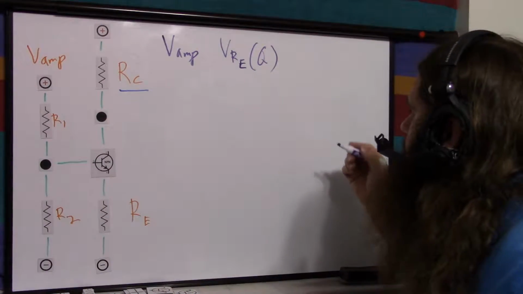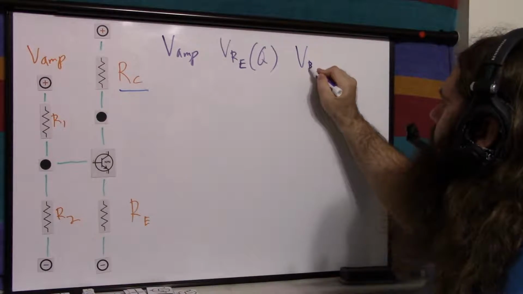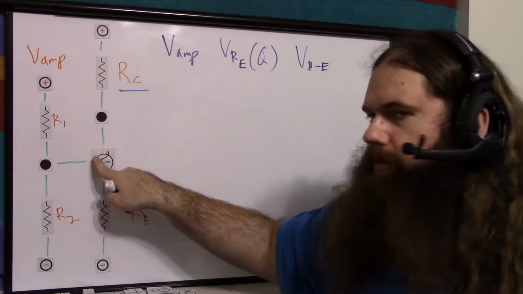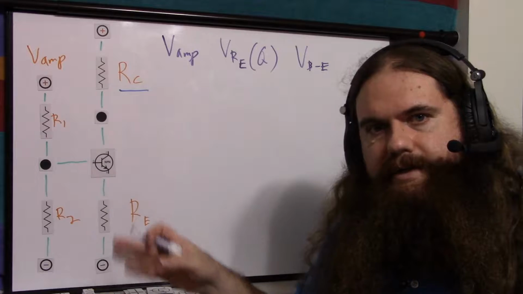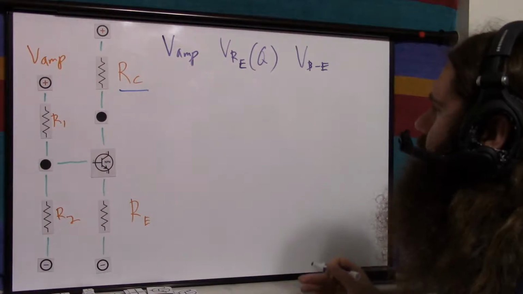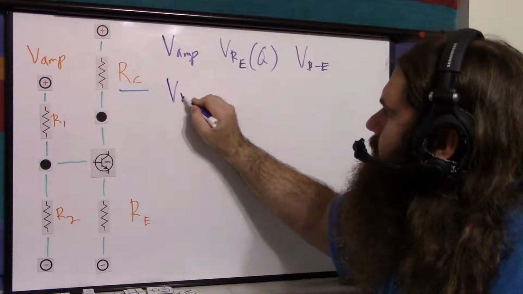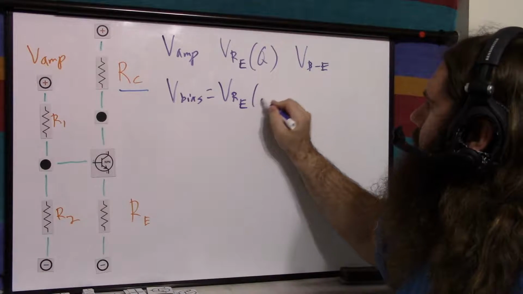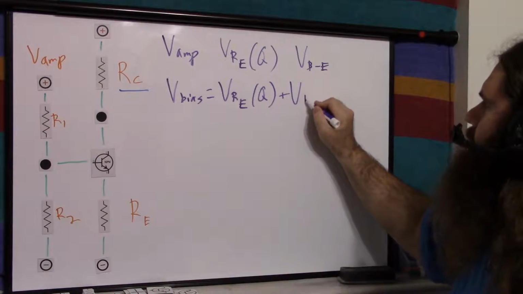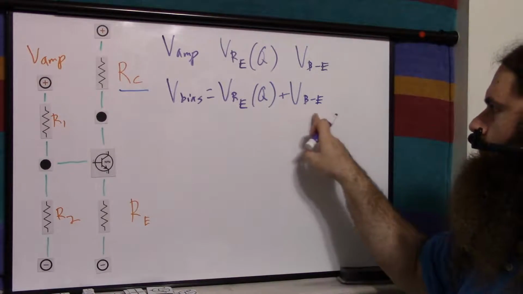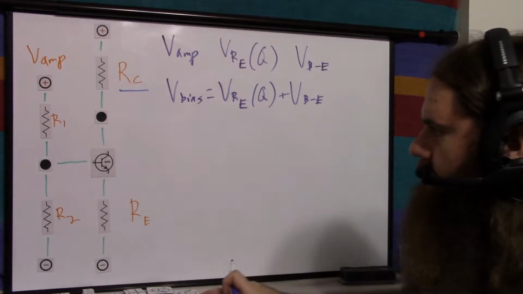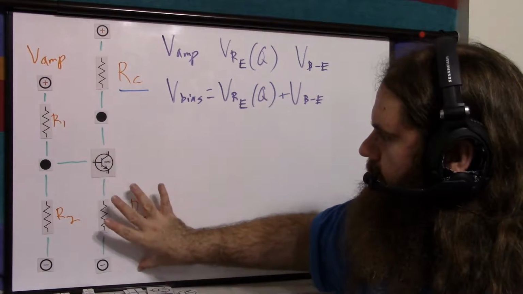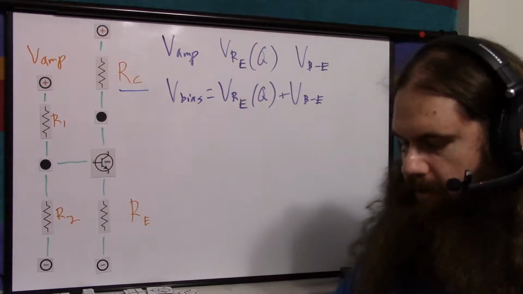It'll be fine. And then you pick your voltage from base to emitter, which is just the forward voltage drop of this junction, 0.7. Just go with 0.7. So then you calculate V bias equals the voltage across the emitter resistor at quiescent plus the voltage across the base to emitter. So if you have 1 volt and 0.7 volts, it's 1.7. That is this total voltage drop here, which is going to be across R2.